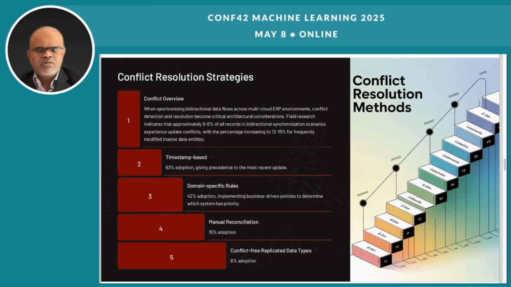The next one is manual reconciliation. For example, you cannot use a time-based approach or a domain-specific rule. However, it needs manual intervention to reconcile the data, understand which takes precedence, and apply it. There is still a 15% adoption of this strategy.